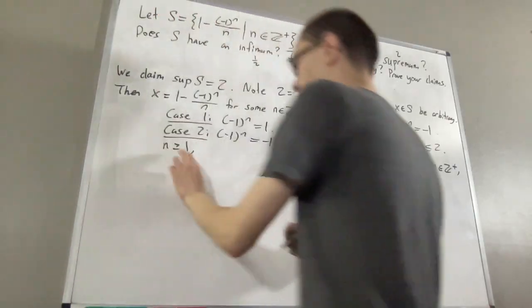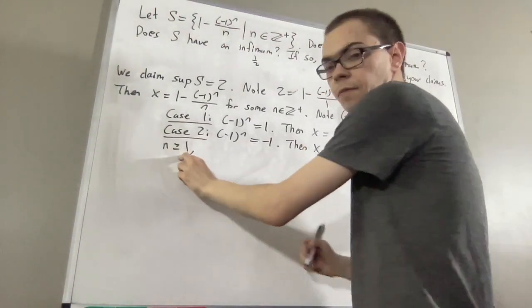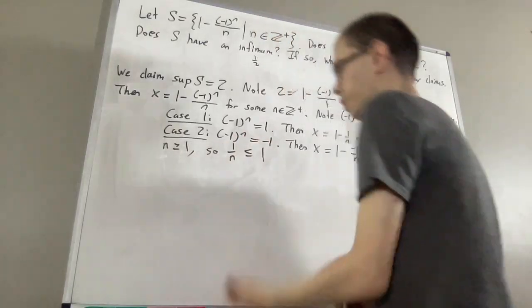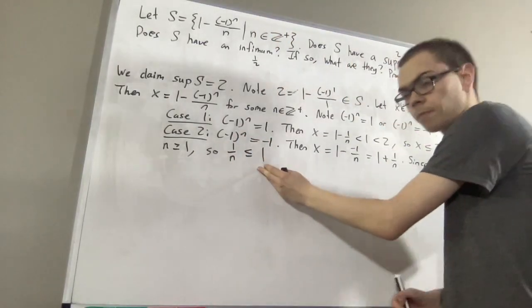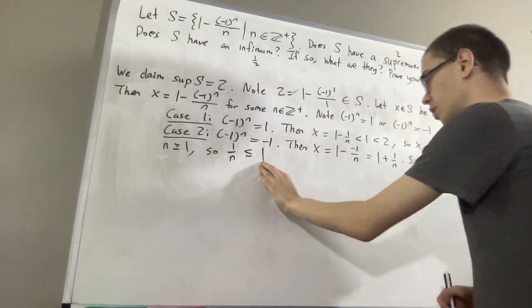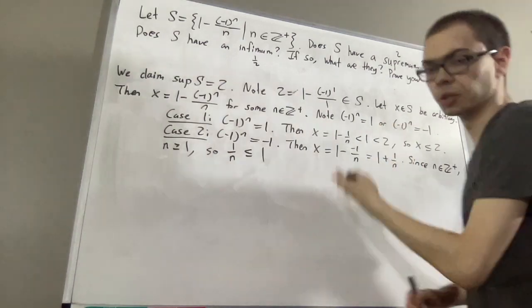And since n is greater than or equal to 1, these are both positive. So if we take the reciprocal of both of them, that flips the sign of the inequality. We get 1 over n less than or equal to 1. And so if we add 1 on both sides, we get 1 plus 1 over n is less than or equal to 2.